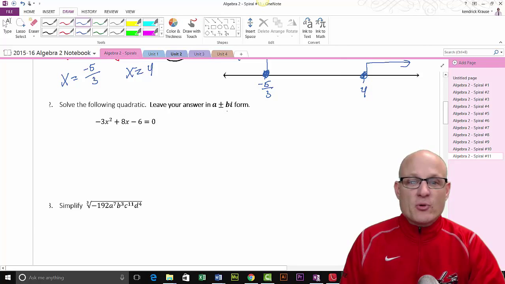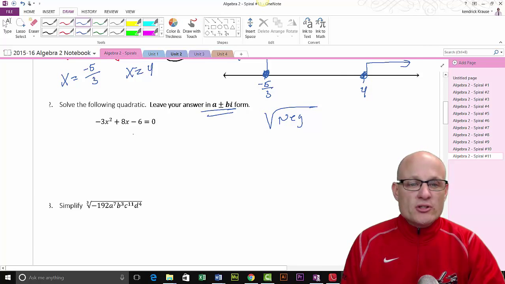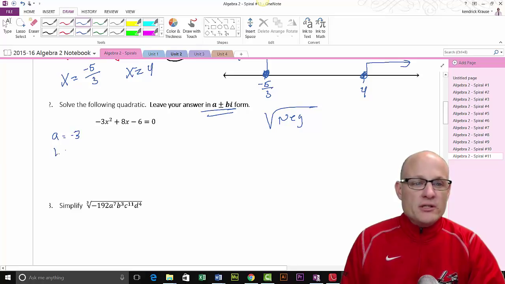A plus bi form means we're going to have a negative under the radical. So I'm not going to divide by negative 3. That would be stupid. So clearly I'm not going to do this by completing the square. So we're going to do it by quadratic formula. A equals negative 3, B equals 8, and C equals negative 6.